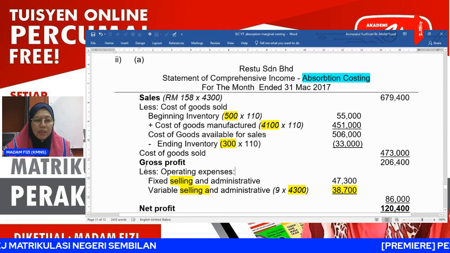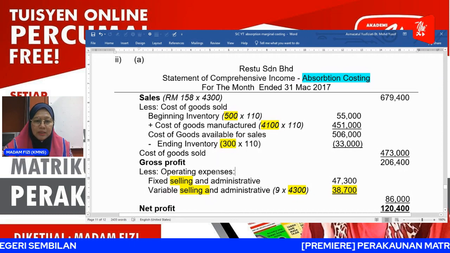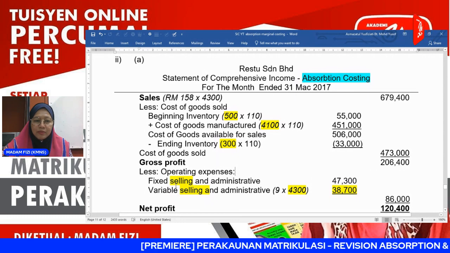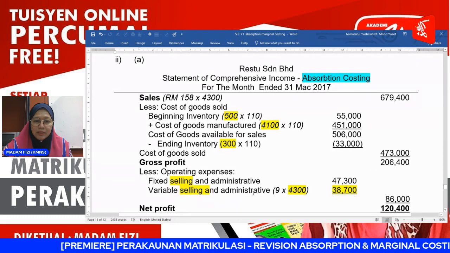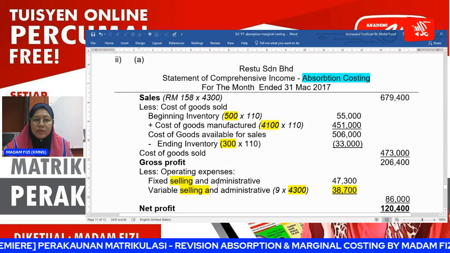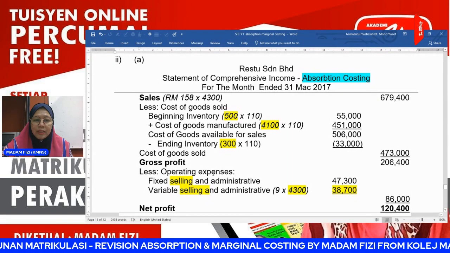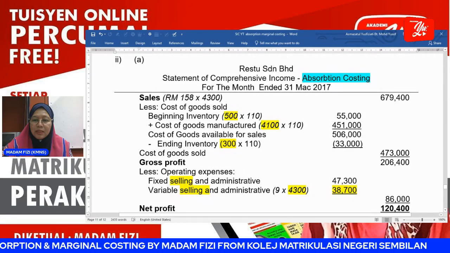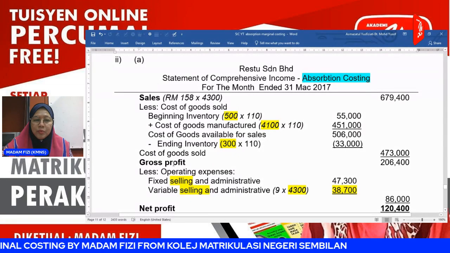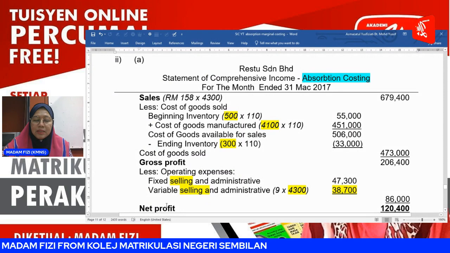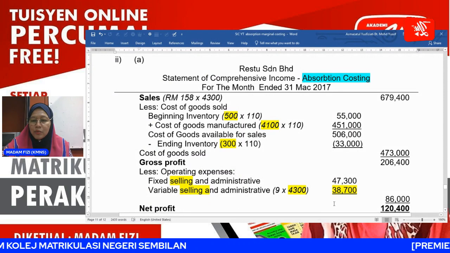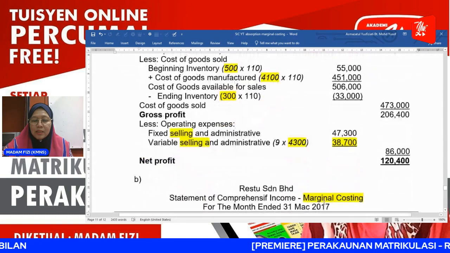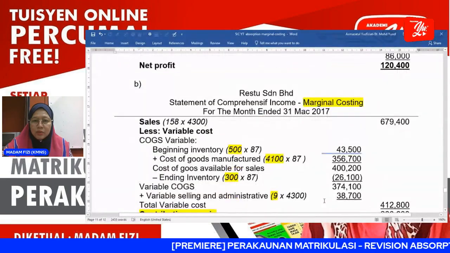206,400. And then you minus the operating expenses, that includes fixed selling and administrative and variable selling and administrative. Whatever is in the operating expenses, totaling 86,000. So gross profit minus operating expenses, then you get net profit 120,400. Okay, now we look at the answer for marginal costing.